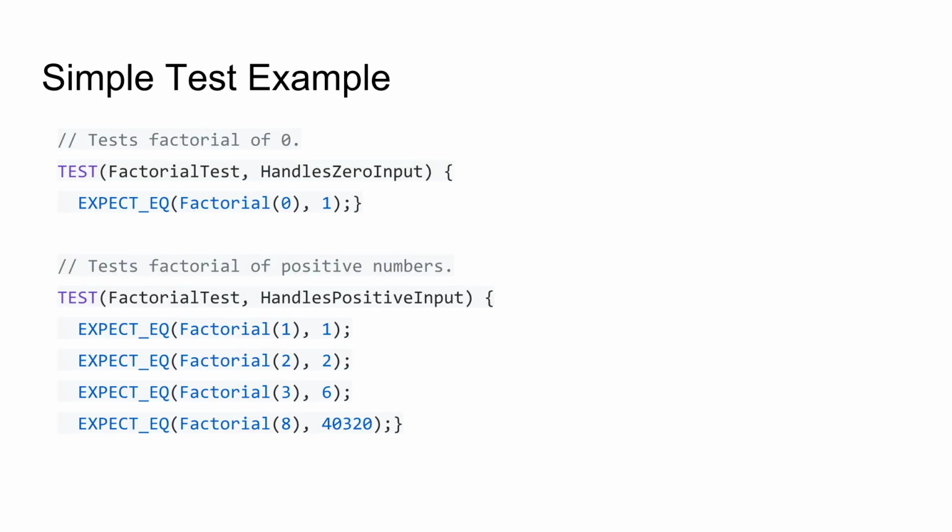So here might be a little example of testing whether some factorial code worked. It belongs to factorial test as a test suite. This one is checking to see that it handles 0 correctly. And this one is trying to see that it handles positive numbers correctly. Any questions so far?